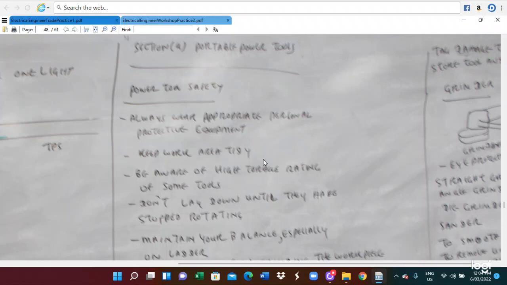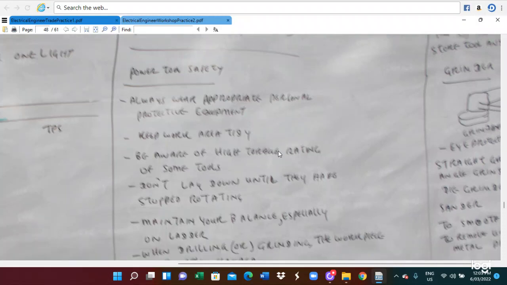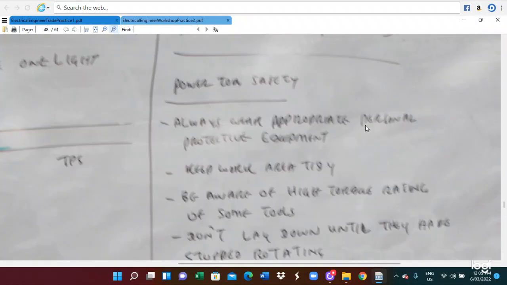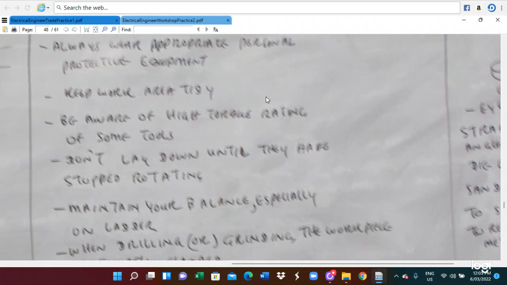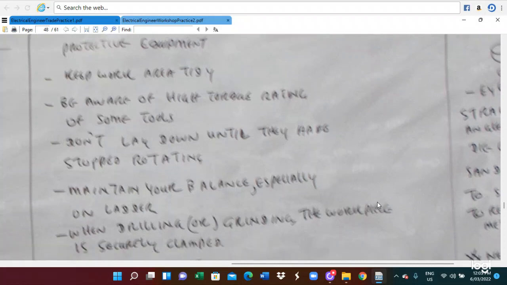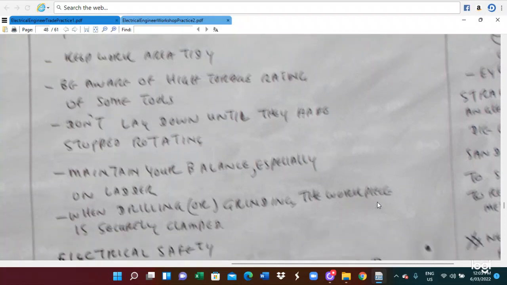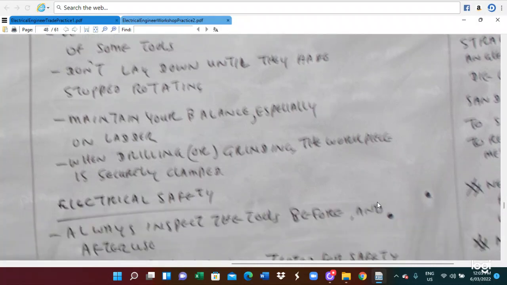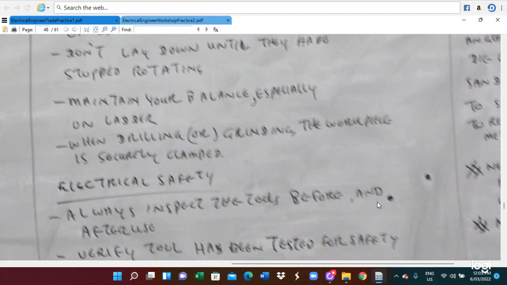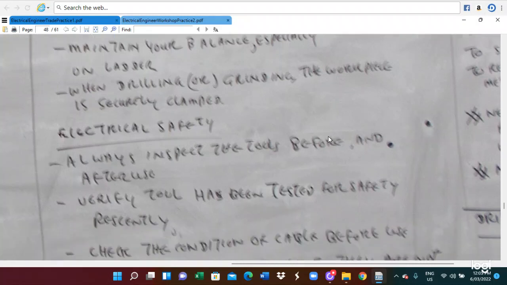When we are using any power tool, before you use any power tool, you must wear the appropriate personal protective equipment, and you also have to keep the work area tidy, and be aware of the high torque rating of the equipment. Do not lay it down until it has stopped rotating, and maintain your balance, especially on the ladder. When you are using the power tool and drilling on the ladder, you must be aware of your balance. When drilling or grinding, the work must be squarely clamped.